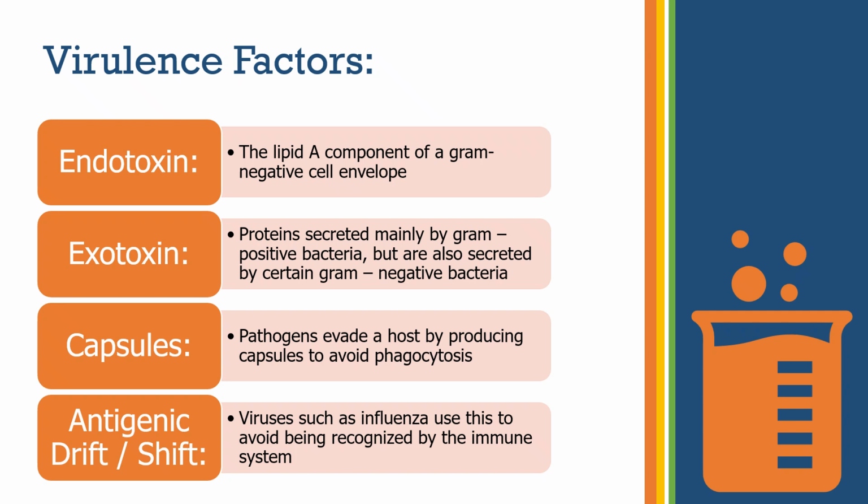Next, capsules. Pathogens evade a host by producing capsules to avoid phagocytosis. Fourth, antigenic drift or shift. These are used by viruses such as influenza to avoid being recognized by the immune system.